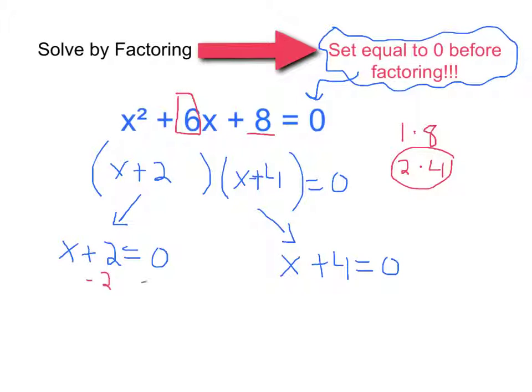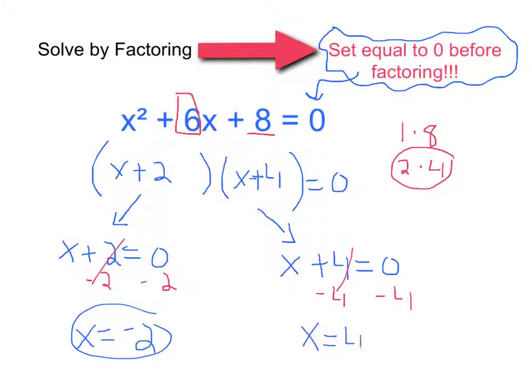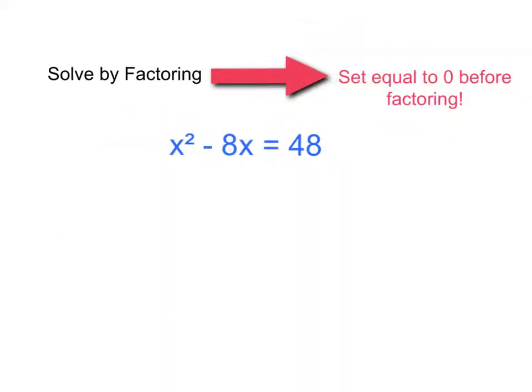So this left one, if you just subtract 2 on both sides, x equals negative 2. And then on the other one, we can subtract 4 on both sides, so x equals negative 4. And those are my two solutions. For each one of these, you will have two different solutions. Let's do one more together, and then you can try two on your own.